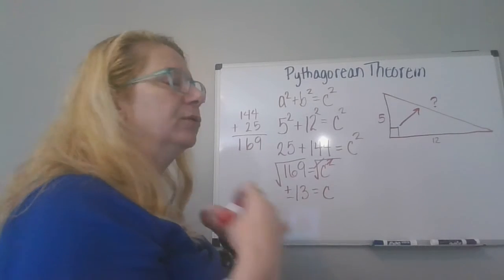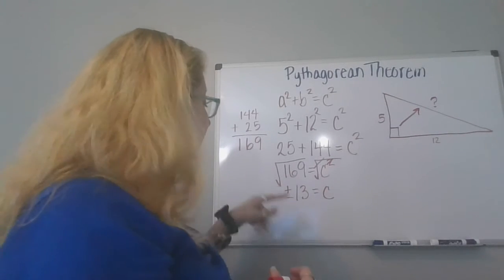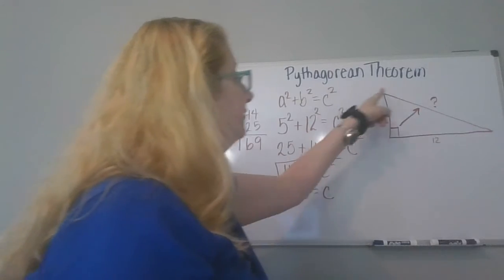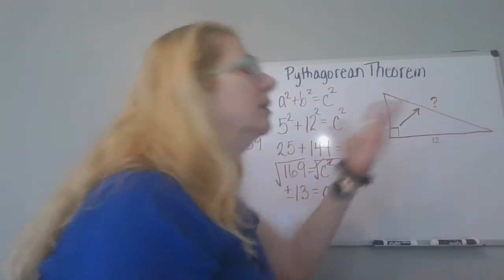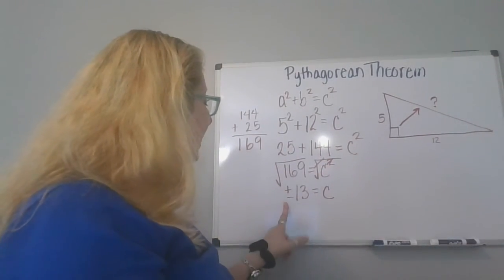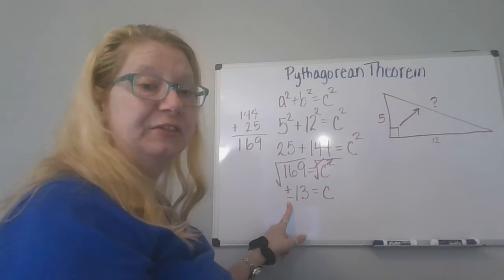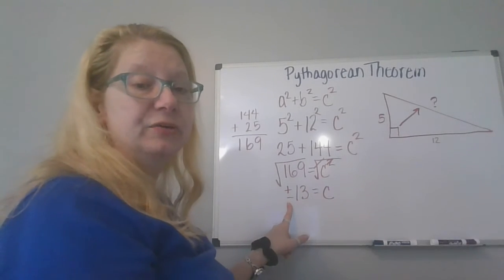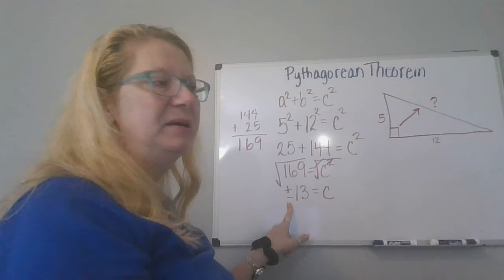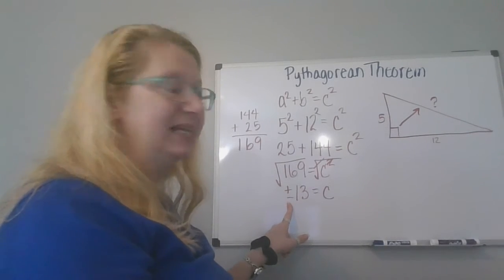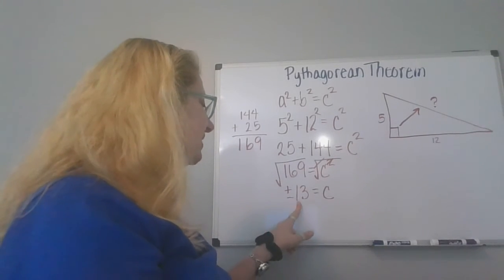But we have to think about, does it make sense? Does it make sense to have a positive 13 for a distance or a length? Yes, that makes sense. Can we have a distance or a length of negative 13? Can we walk negative 13 miles? I'm not counting going backwards because that doesn't make sense. But we can't have a distance of negative 13.